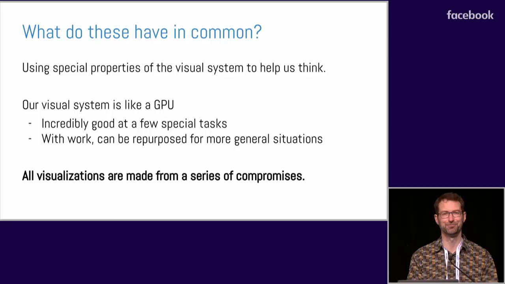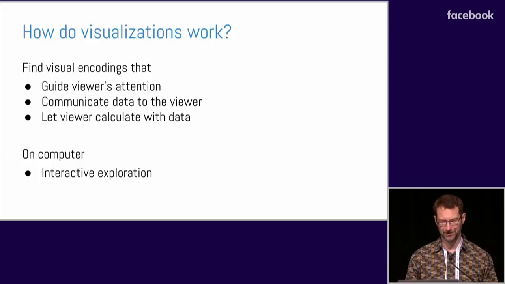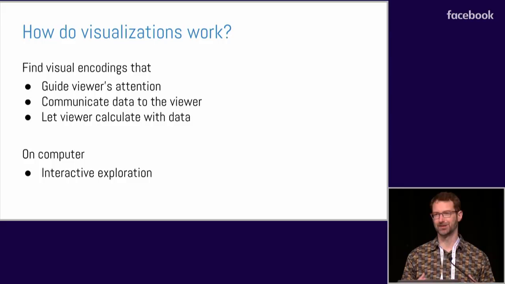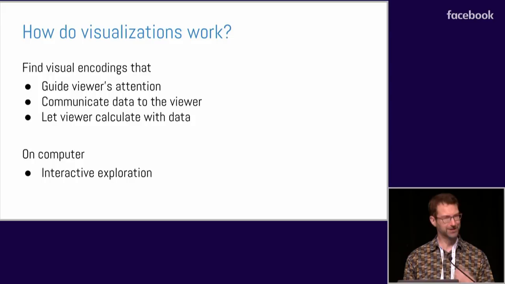So let's talk about what those primitive operations are in the GPU in our brain. How do these things work? The idea is that you want to find visual encodings. You want to take data and transform it into vision, and those encodings will do a bunch of things. The first thing is they guide the viewer's attention. The second is they communicate data. Now, it's interesting. Very often when you hear people talk about charting, they think just about this middle thing. They act like it's just about communicating data. But this is just one of several things it's good for.